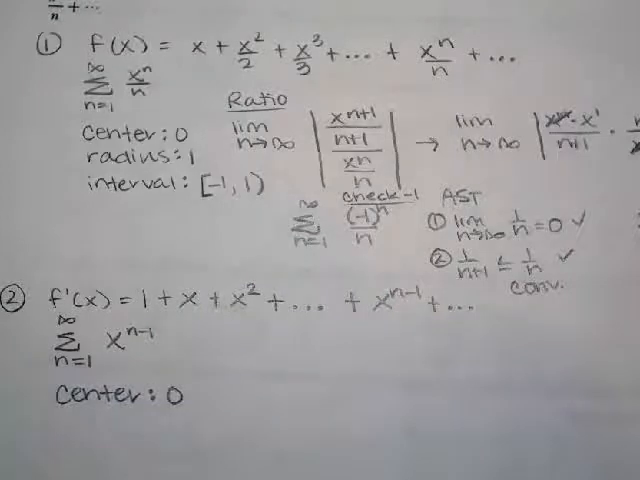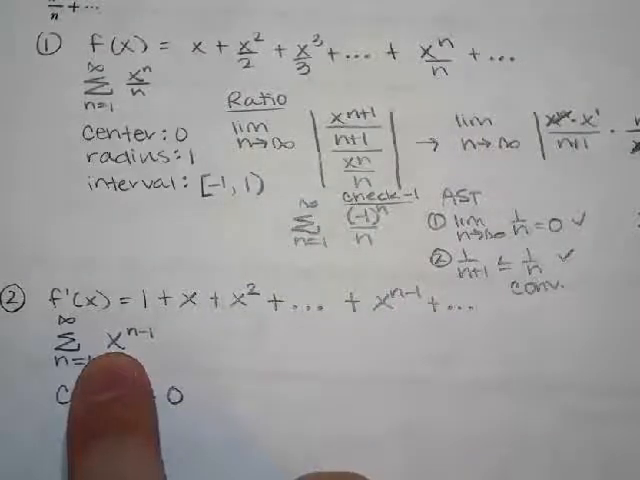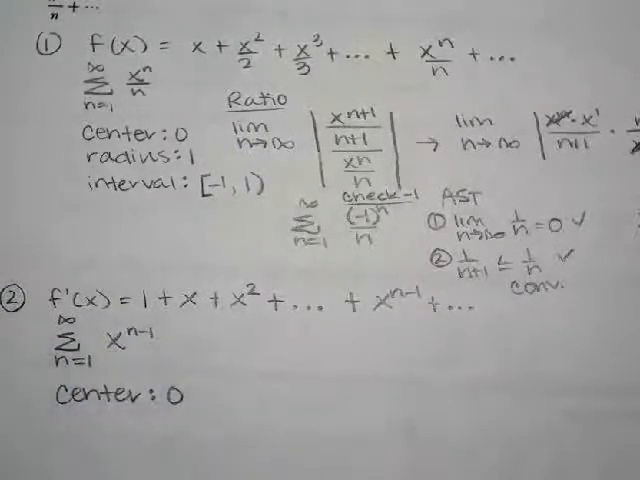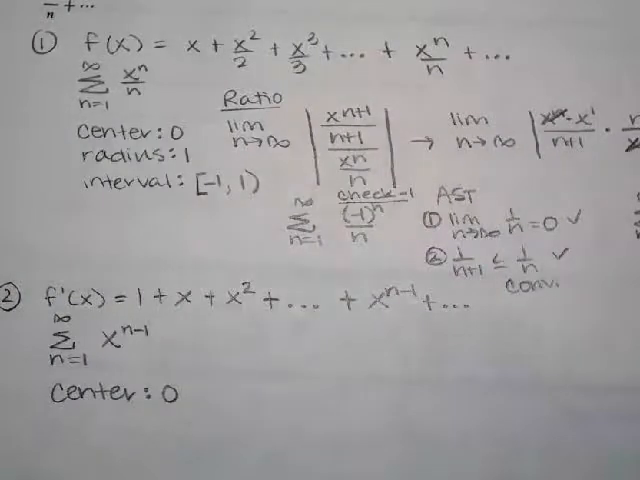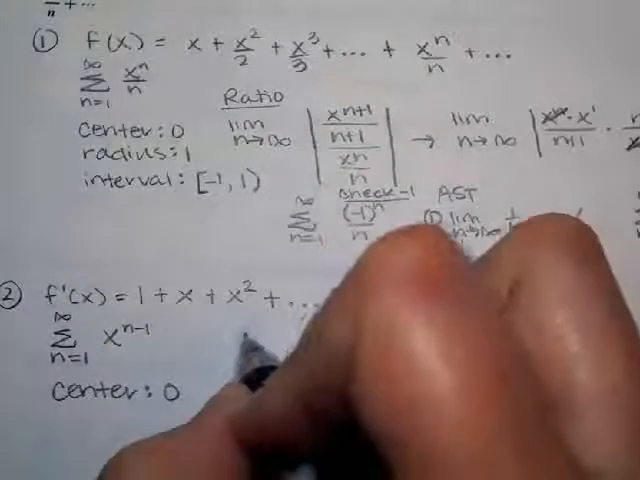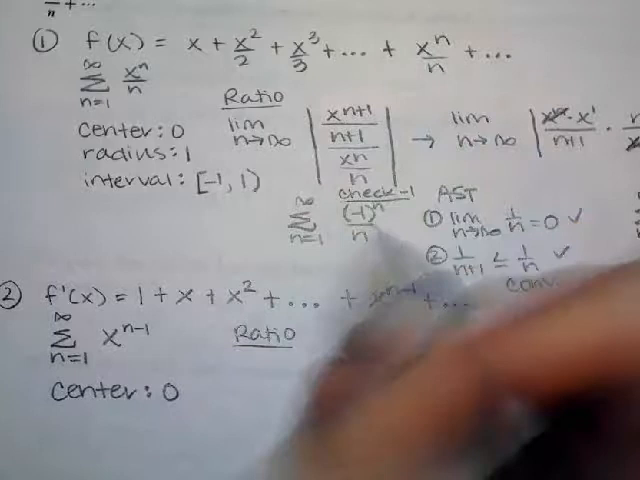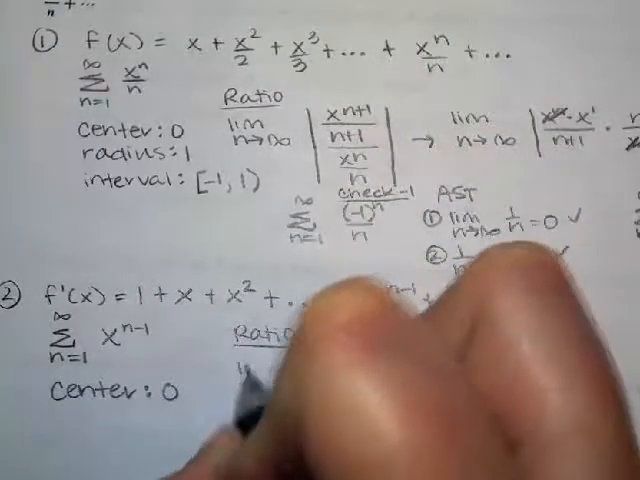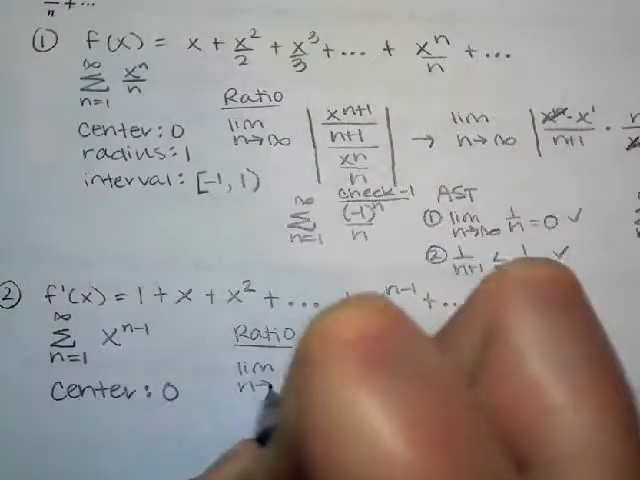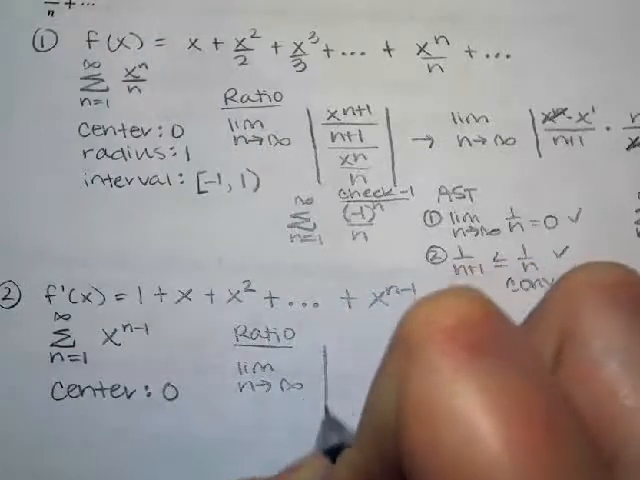We do not know the radius. How do we find the radius? Ratio test. Okay. So limit as n goes to infinity of n plus 1 minus 1 over x to the n minus 1.